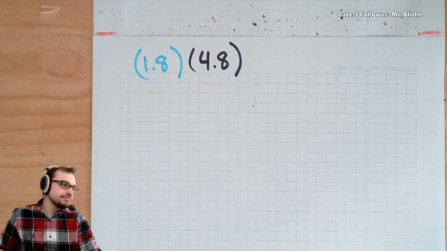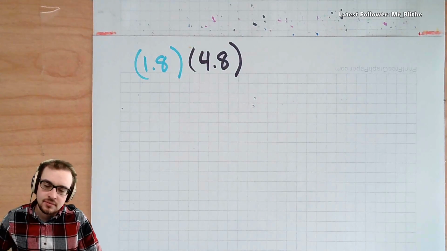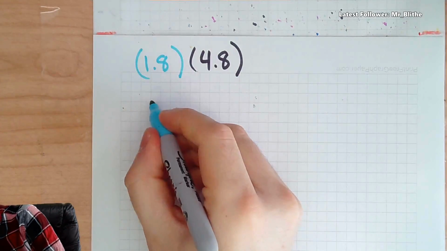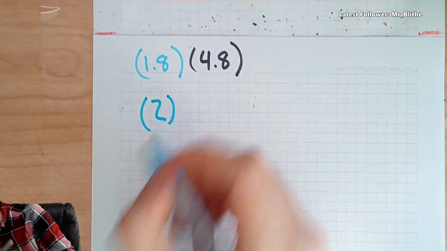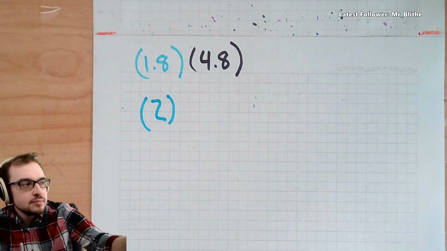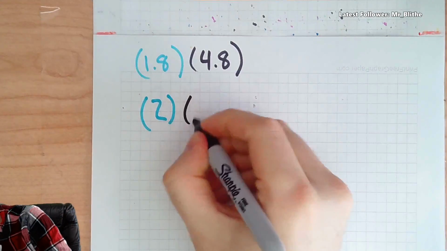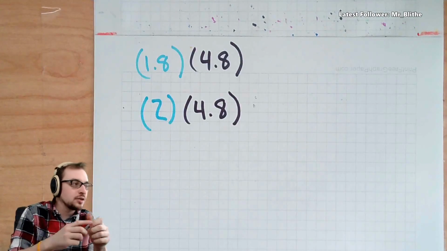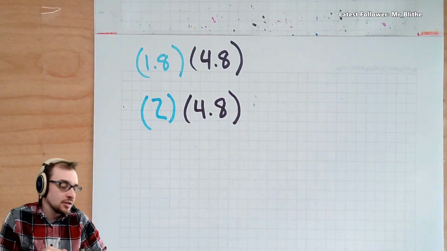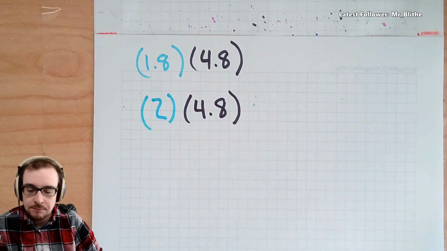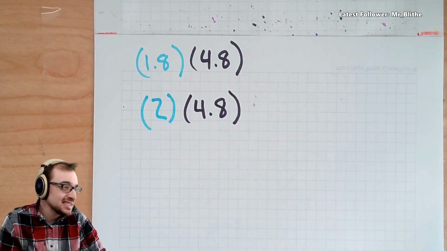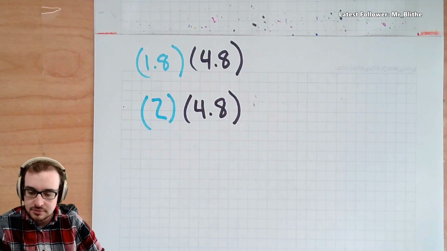Couple ways to do it. Here's how I might do it. I might say, let's make a simpler problem. Let's make that 2 times 4.8. Now, whatever that's going to be is an easier answer to find, right? We can do that, right? 2 times 4 is 8. 2 times 0.8 is going to be 1.6, so we get 9.6.